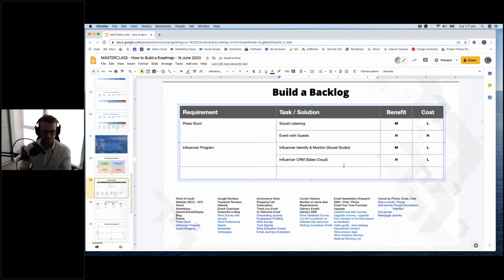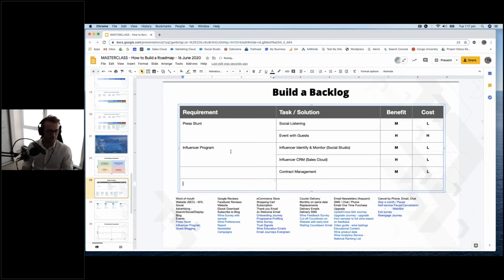And then I also need some kind of CRM, and I also need contracts, because I shouldn't enter into anything with an influencer where they can represent my brand and they don't have a contract. Contract management. Okay, benefit for contracts is probably medium, in that it will prevent a lot of downside. Cost is low.